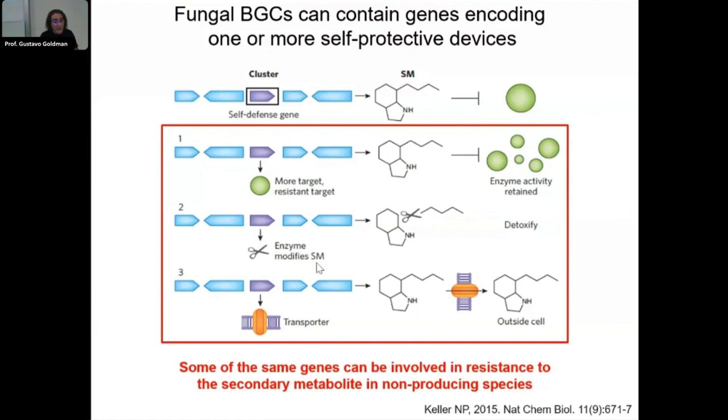Or we can have enzymes that modify the secondary metabolites, detoxifying them, like in gliotoxin, as you are going to see. And then transporters that can pump the drug out of the cytoplasm. What is really interesting is that some of the genes involved in resistance to these secondary metabolites are present not only in the producers, but also in non-producer fungi. For instance, Aspergillus fumigatus can use GliT, an oxidoreductase, to modify gliotoxin, I'm going to talk about that. And Aspergillus nidulans, which is not a producer, also has a homolog of GliT.